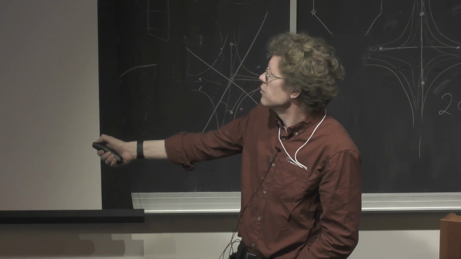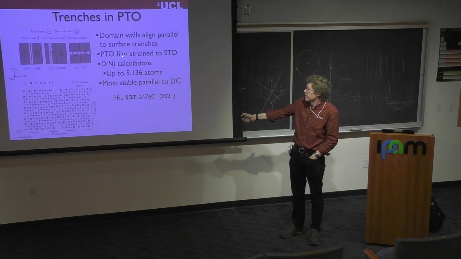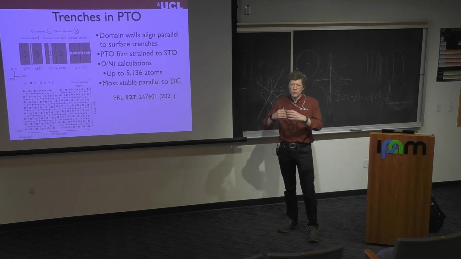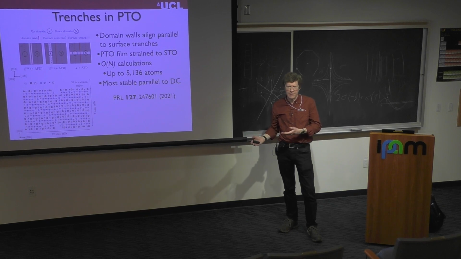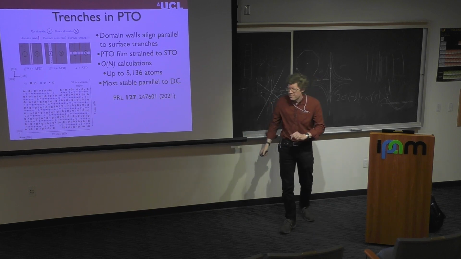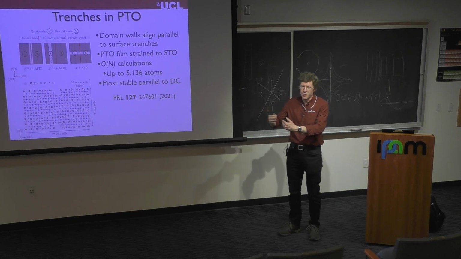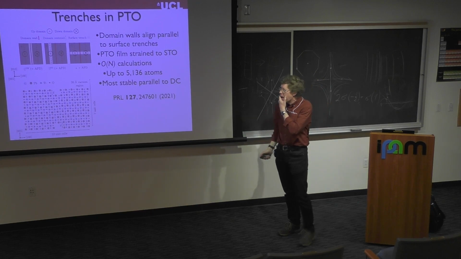And so what we've done is we've taken a PTO film. This is slightly embarrassing. We went up to 5,000 atoms with order n, but he didn't want to include the substrate because it would make it too big. I was kind of like, come on, Jack, 5,000 atoms is not big. But it was mainly because it was towards the very end of his PhD, and he wanted to get those calculations done as soon as he could.